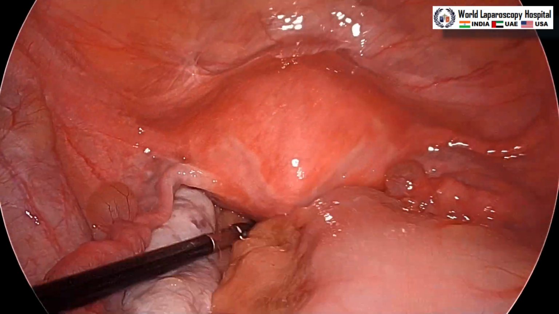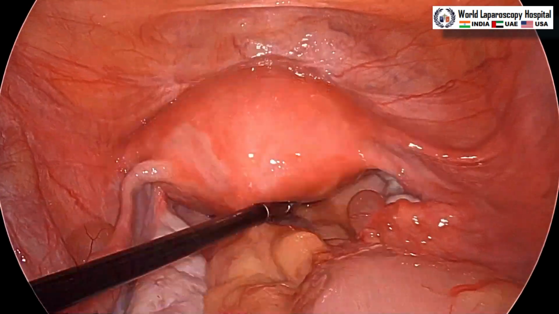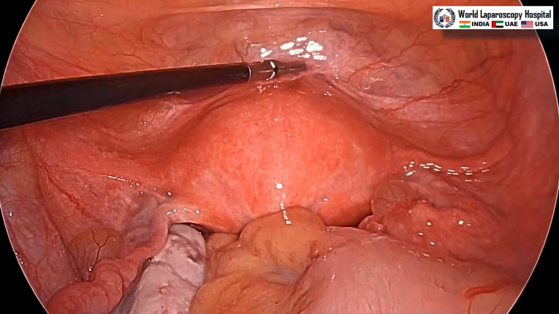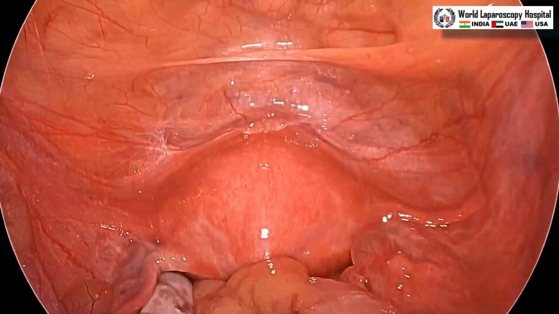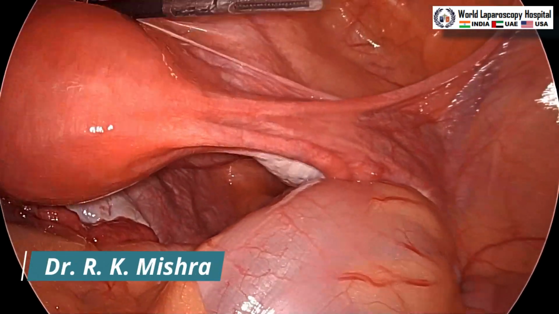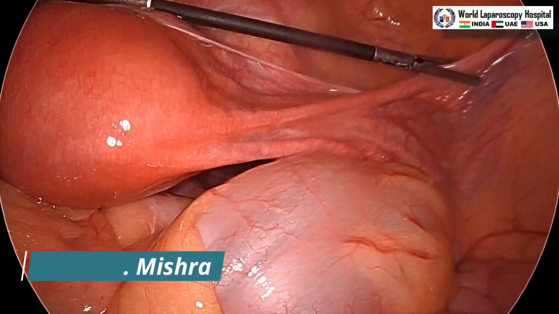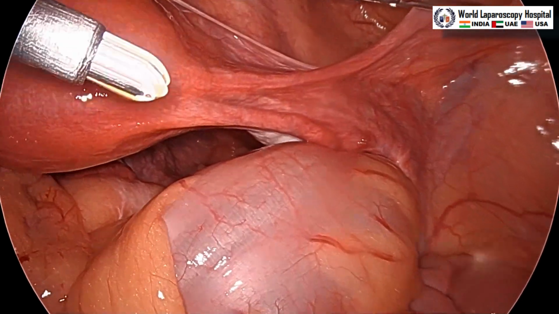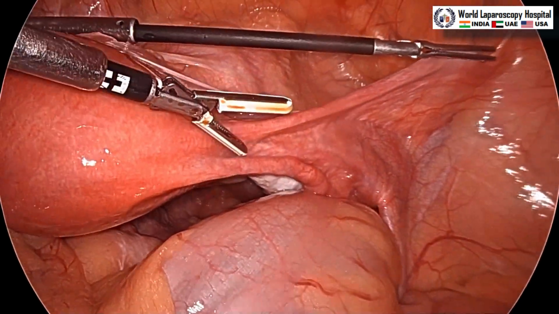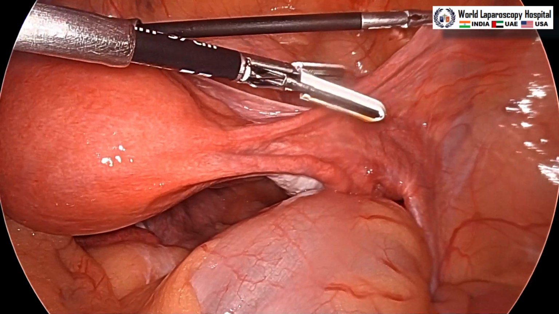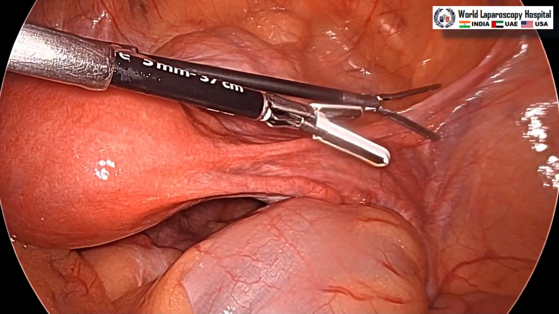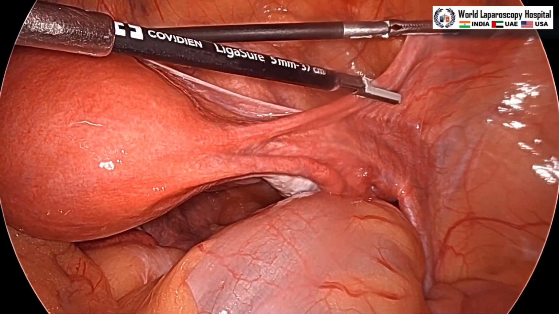So, we will do the total laparoscopic hysterectomy with suspension of the vault with the round ligament, and after that we will do appendectomy also because this patient has a previous history of appendicitis. So, we are using only 3 ports and this is 4 centimeter lateral, we are taking the round ligament with the ligature.